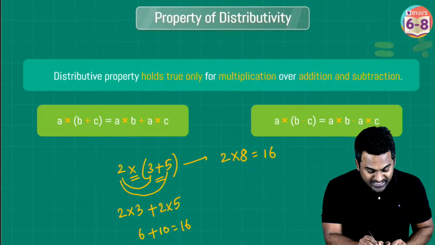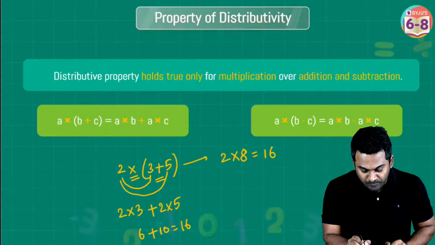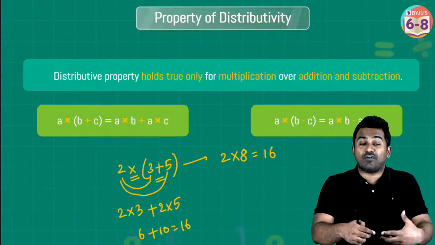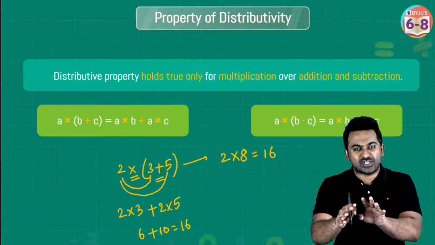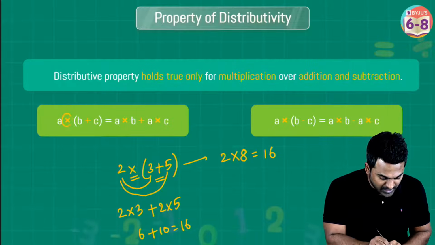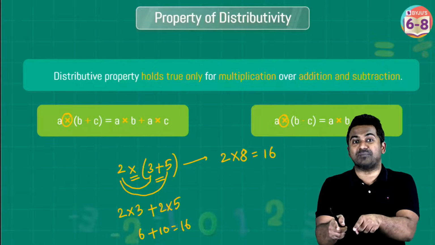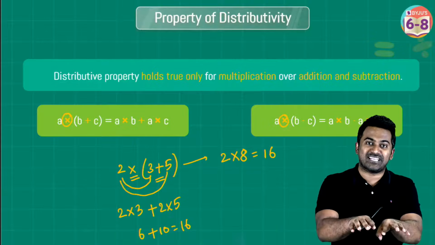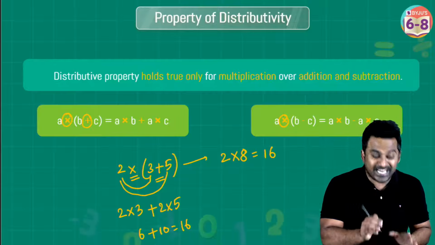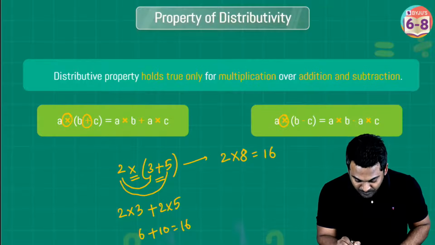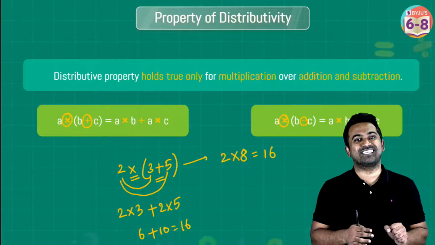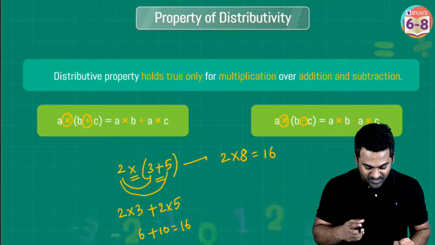So that's the reason why we say the distributive property holds true for multiplication over addition and subtraction. I'm explaining that now. First, multiplication is here. Over addition and subtraction means these signs are inside the bracket, okay? Over addition means addition is inside the bracket, and over subtraction, subtraction is inside the bracket. I'm sure this is simple now.